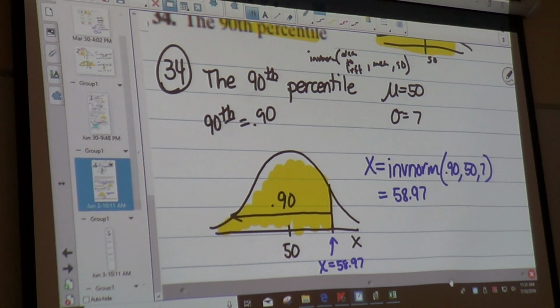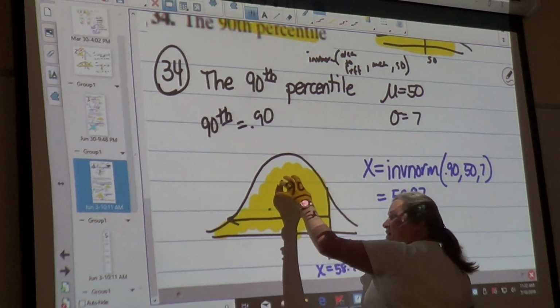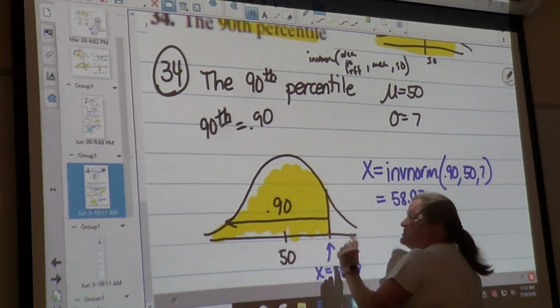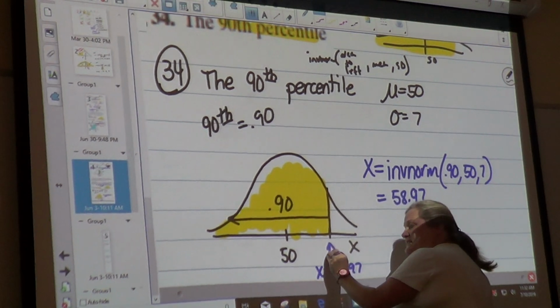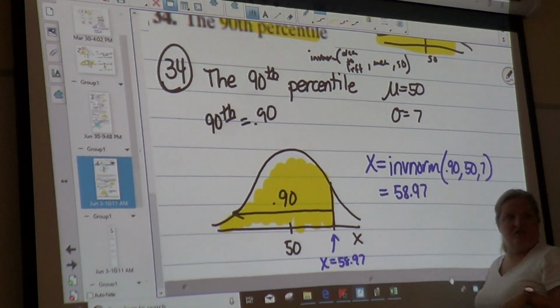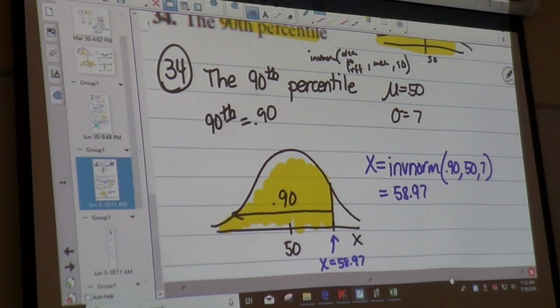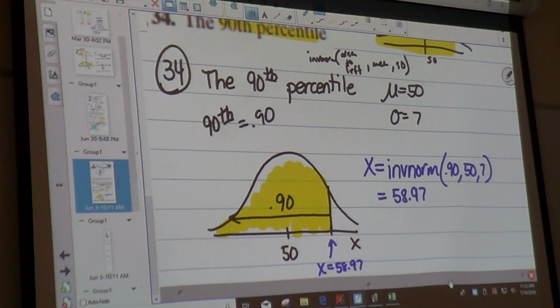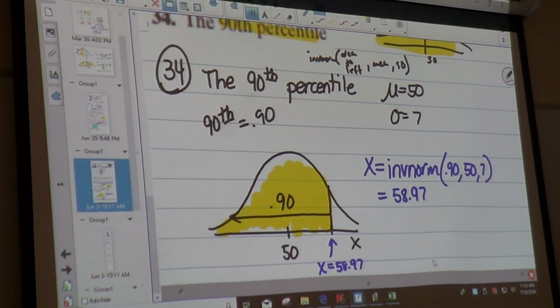So anytime you're given these problems, you've got to figure out what is it telling me. This time it was telling me the percent under the curve, which means I have to be finding the z-score. Last time it was telling me the z-score, so I had to be finding the percent under the curve. So the problem is going to lead you into what you're trying to find. Cool?